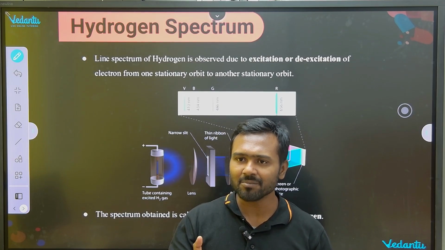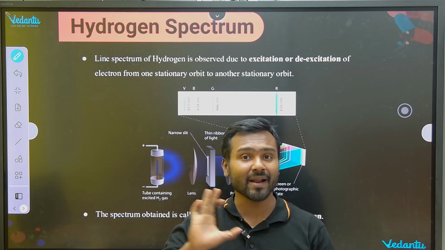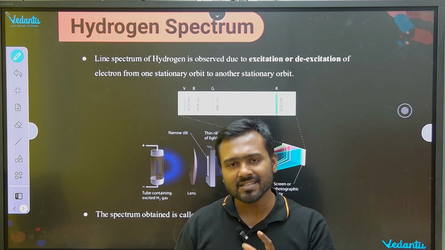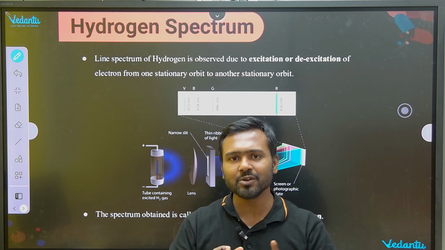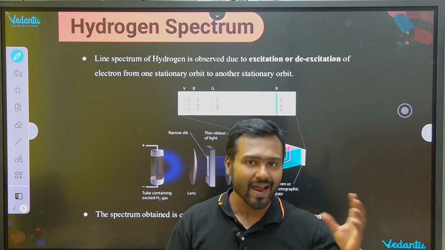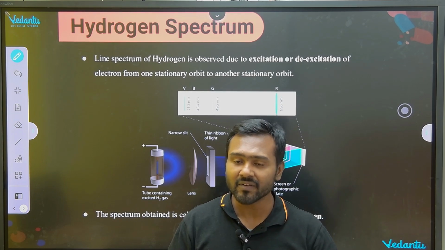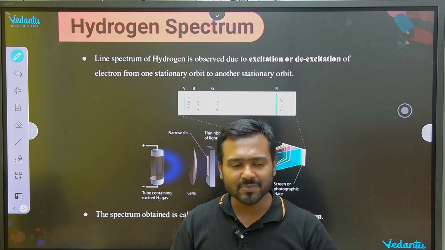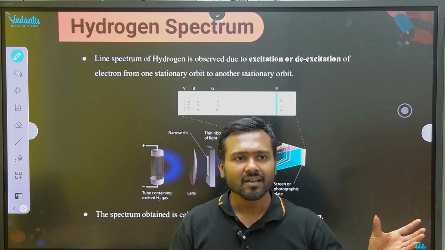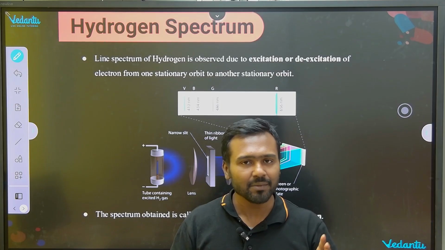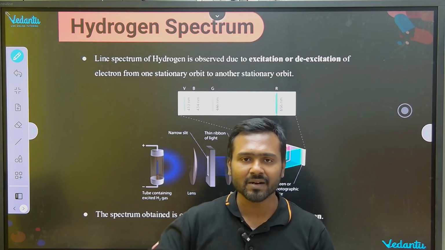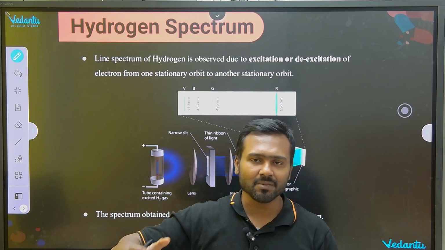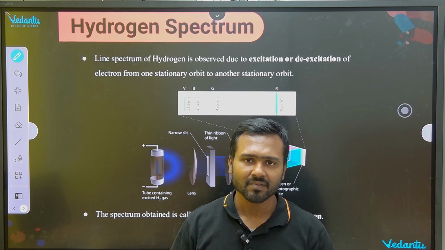And absorption spectrum means you will get a dark line on a bright background. And next, these emission spectrum and absorption spectrum are divided into two types. If it is by atoms, line spectrum. If it is by molecules, band spectrum. So line emission spectrum, band emission spectrum, line absorption spectrum, band absorption spectrum, right?